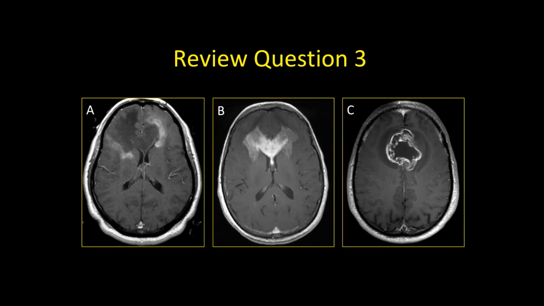Final question, 3 choices. Which one's the demyelinating lesion? C, that's our peripheral enhancing, complete peripheral enhancement glioblastoma with inner nodularity and irregularity. B is the immunocompetent lymphoma, where there's solid periventricular enhancement. And A is our demyelinating lesion, where there's peripheral incomplete enhancement of the large lesion.